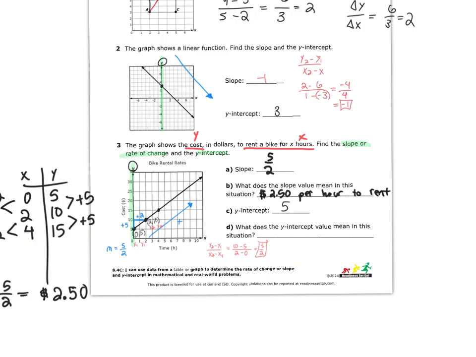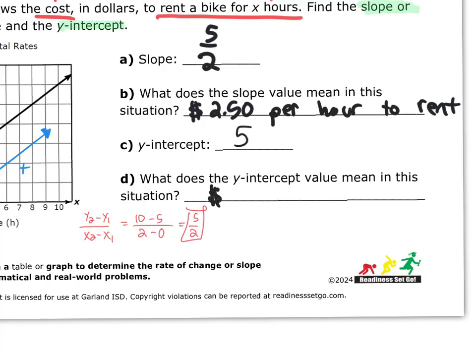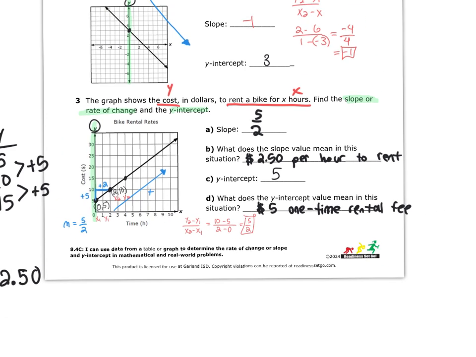But remember, we said that at 0 hours, it already costs me $5, right? So how could that possibly be right? Y'all, that is because there is a fee. Just to rent the bicycle, there is a $5 fee that I must pay, and that is the y-intercept. So there's a $5 one-time rental fee. The problem didn't tell us that, but we figured it out because we knew that 0 hours was the same as $5. So we were able to use just our math and our understanding of linear relationships to figure out exactly why it was $5 at 0 hours and what that $5 must be.